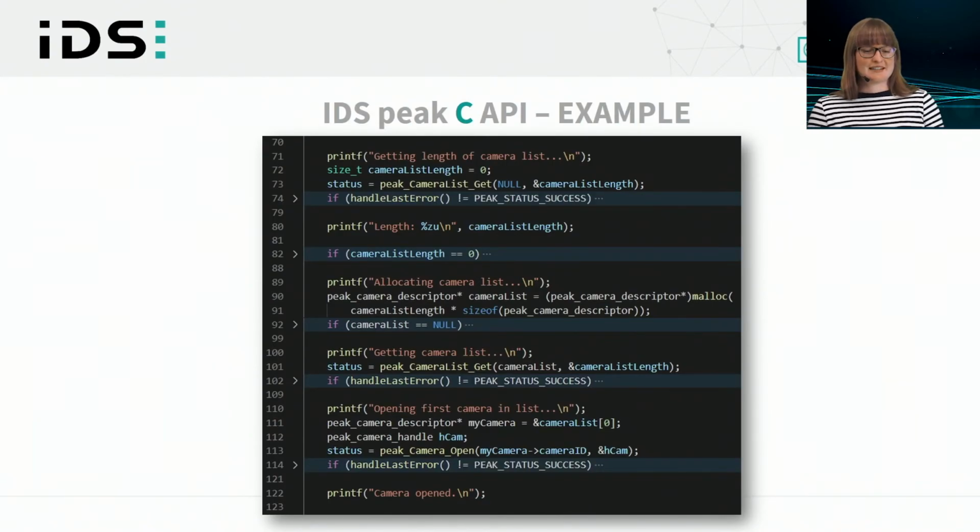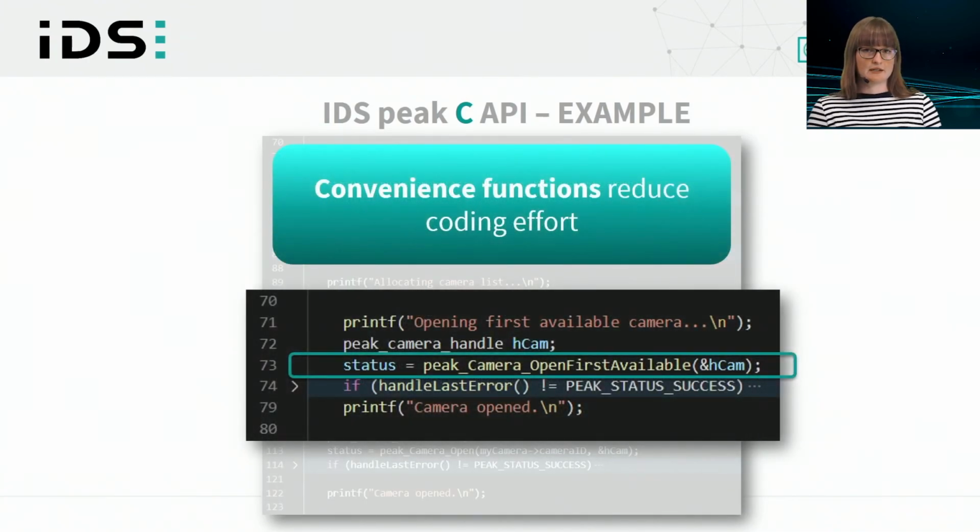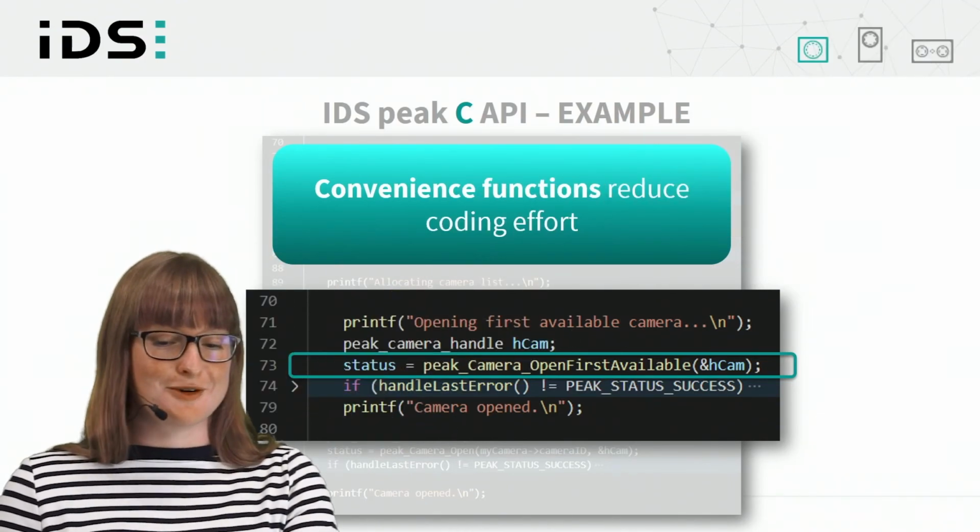Here you can see an example in C, which is written in a very generic way. The camera list gets queried and allocated, and after some lines of code, the first available camera is opened. With the convenience functions of the new C API, all that would look like that. You just have one function call, peak camera open first available. These convenience functions will make it even more easy to use the IDS-Peak API, and even more fun.